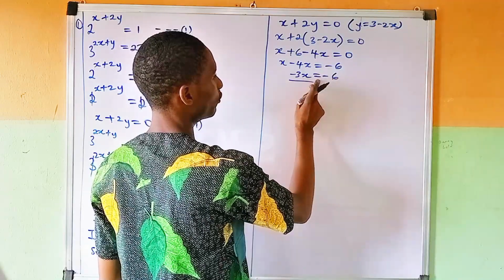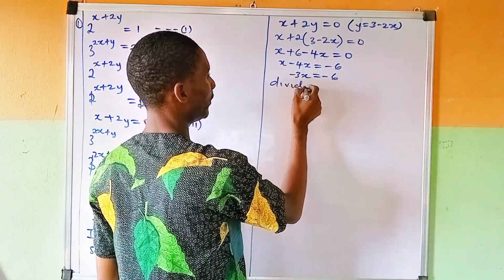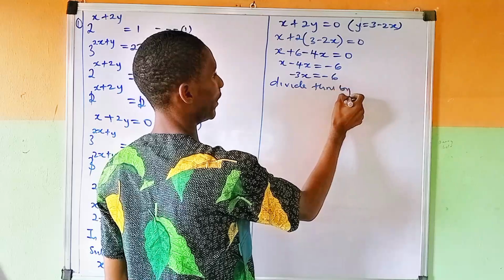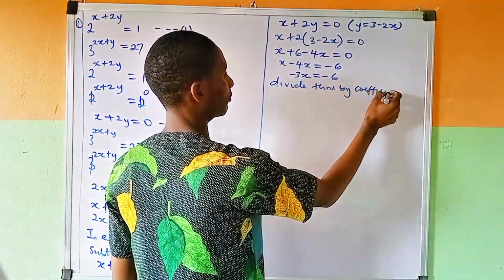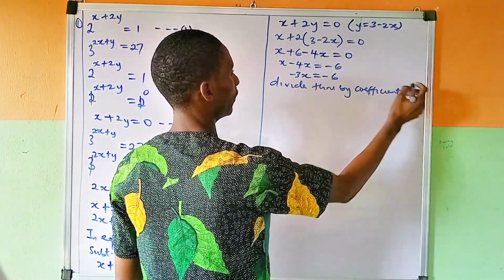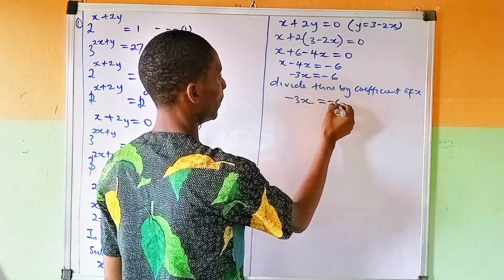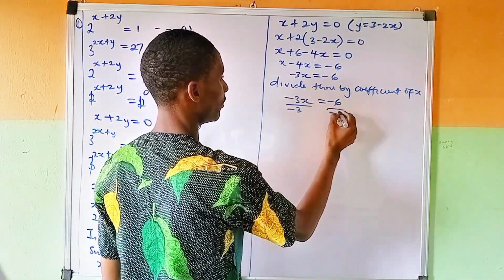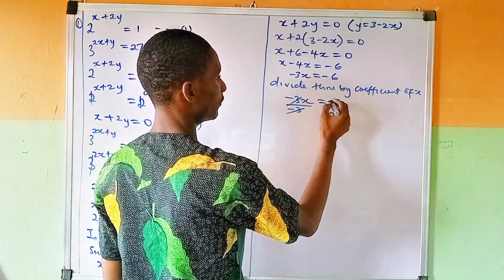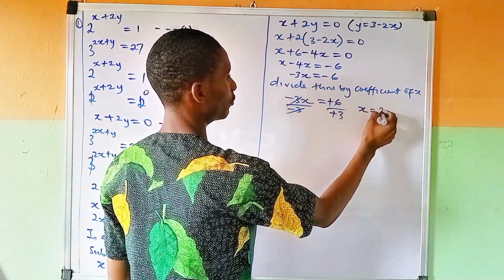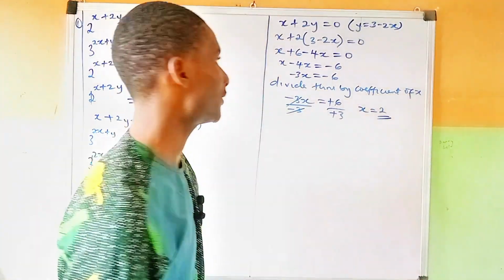And then you divide both sides, divide through by the coefficient. What's the coefficient of x? That's minus 3. Minus 3x equals minus 6, divide both sides by minus 3. This cancels, this cancels this. x will be equal to 2. So x is equal to 2.